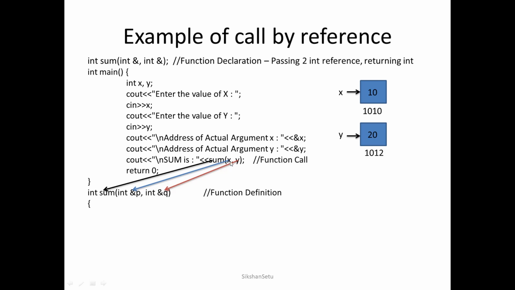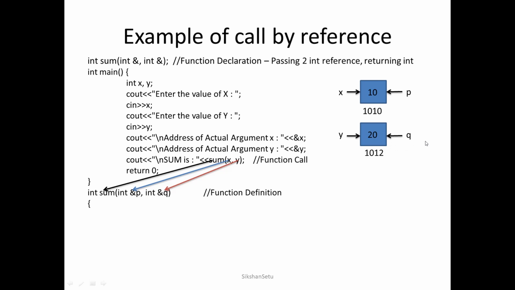The meaning is this: integer ampersand p equals x means p is a reference variable which refers to existing memory, which is x. The memory of x is already there, only another reference is created named p. No separate memory will be created. In the same way, integer reference q equals y means we are creating a reference variable q for variable y. So, another linkage or alias, a duplicate name for memory address 1012, has been created, and the name is q.